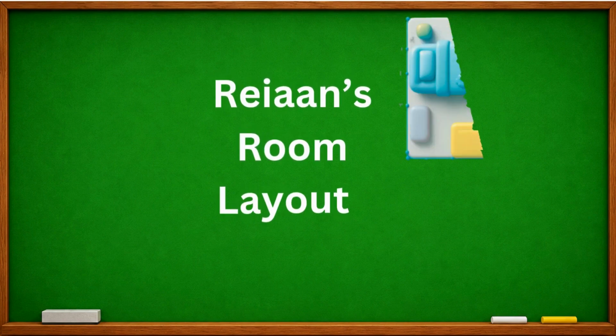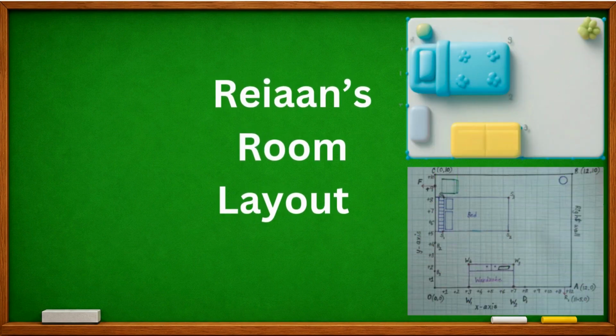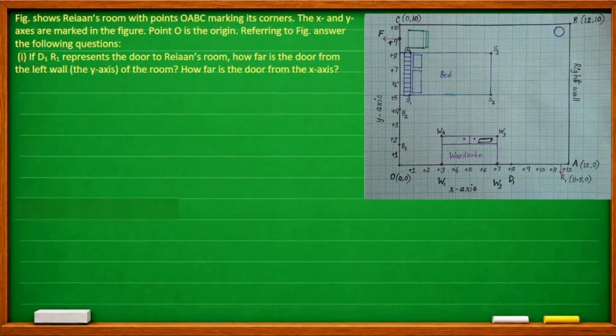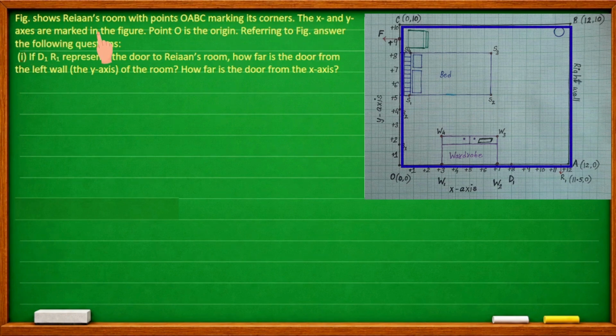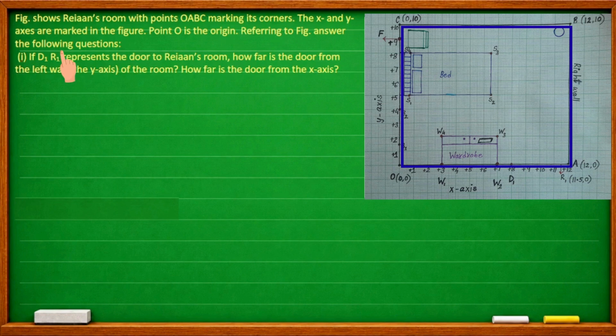Rayan cannot see, so his sister drew the room layout on a graph sheet to help him understand the positions of objects. Now let us see that in exercise 1.1 of your Ganita Manjari. First question. The figure shows Rayan's room with points O, A, B, C marking its corners. The x and y axes are marked in the figure. Point O is the origin. Referring to the figure, answer the following questions.